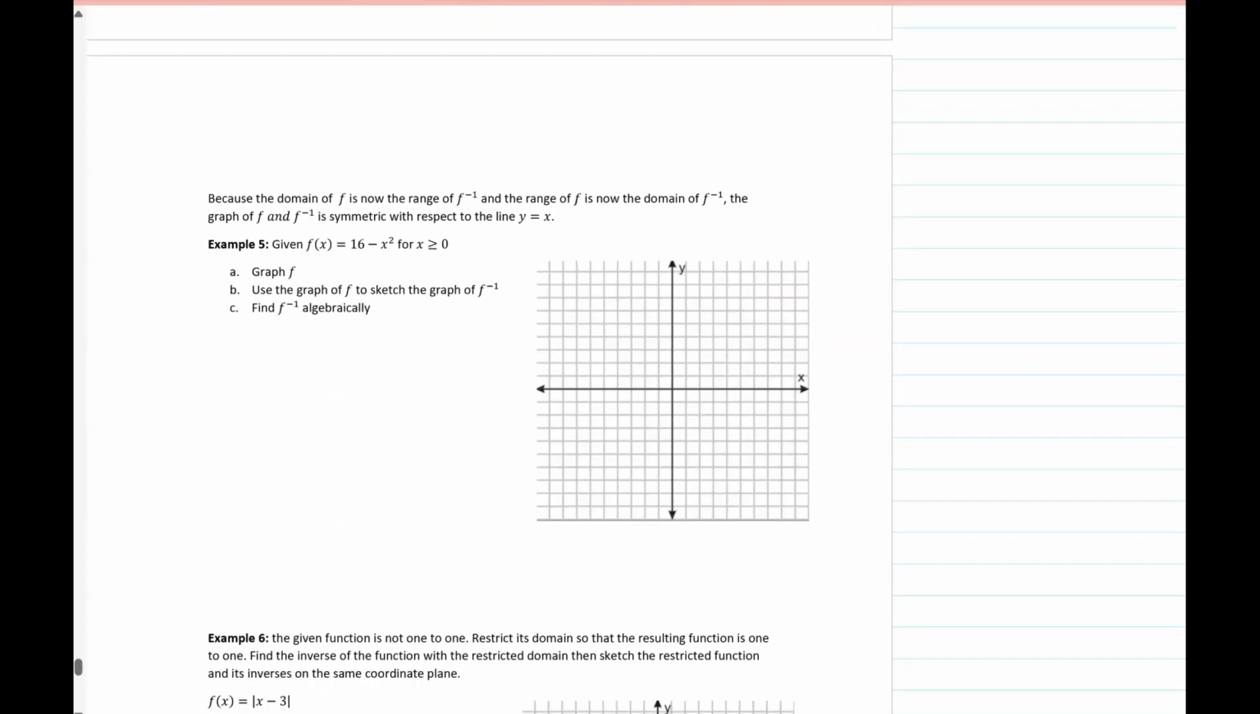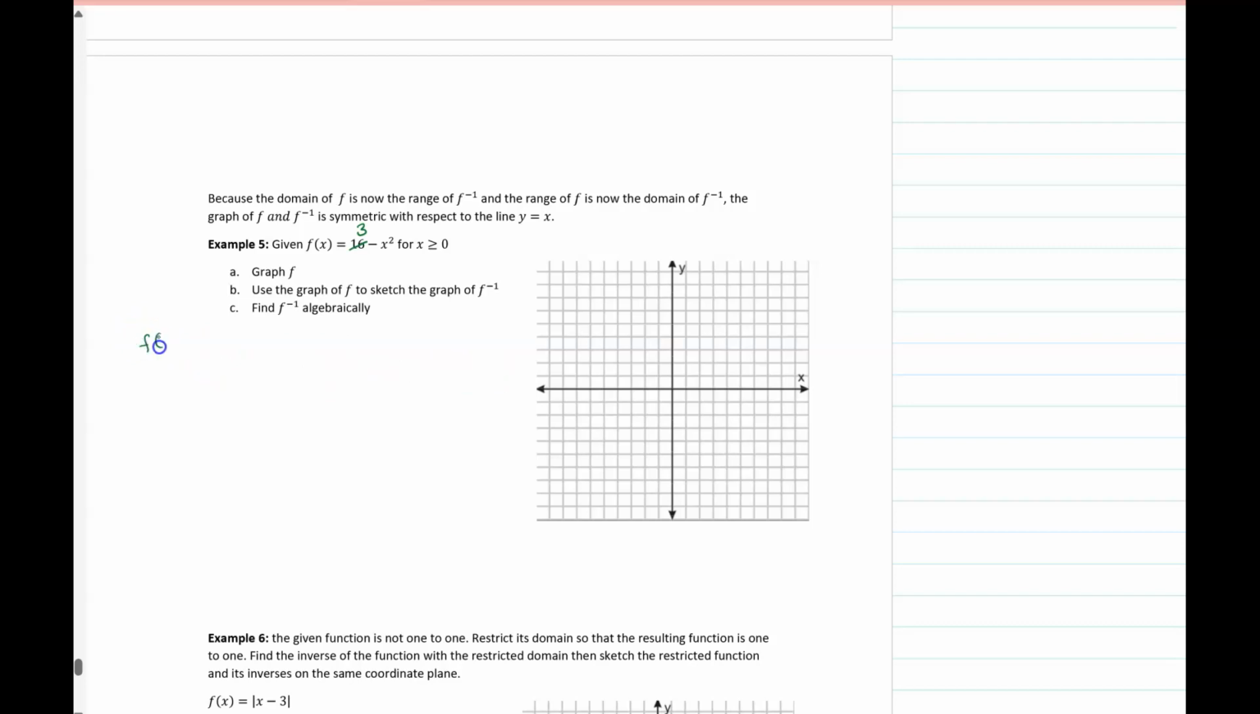So graph f of x for x greater than 0. So this graph is kind of out of our range with the coordinate that we have. So let's change our question. Let's give f of x equal 3 minus x squared for x greater than 0. So we can graph f of x.